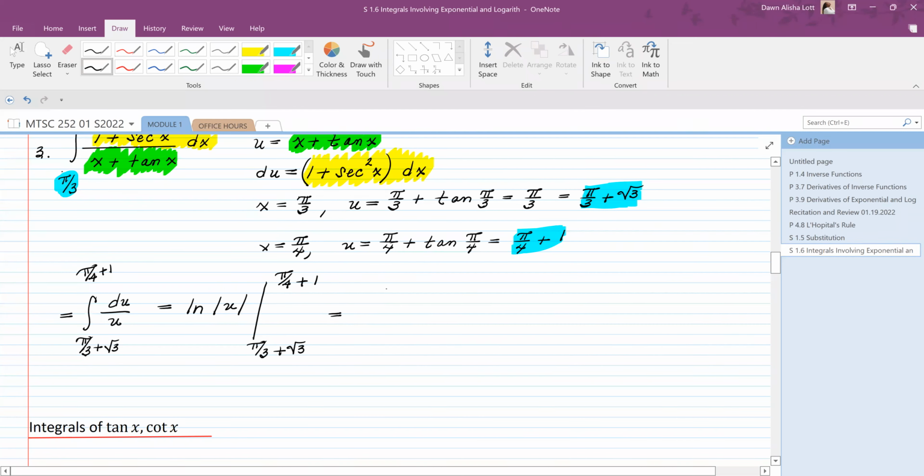Okay, so I still use the ln. Yep, natural log. Now I'm going to drop the absolute values because pi over 4 plus 1 is positive, so I don't need the absolute values. And then pi over 3 plus the root of 3 is also positive, so I can drop the absolute value. That's the answer. I'm done. Done with that.